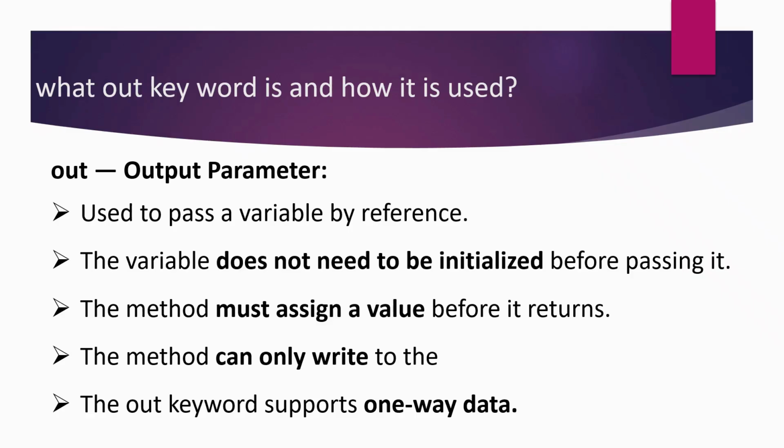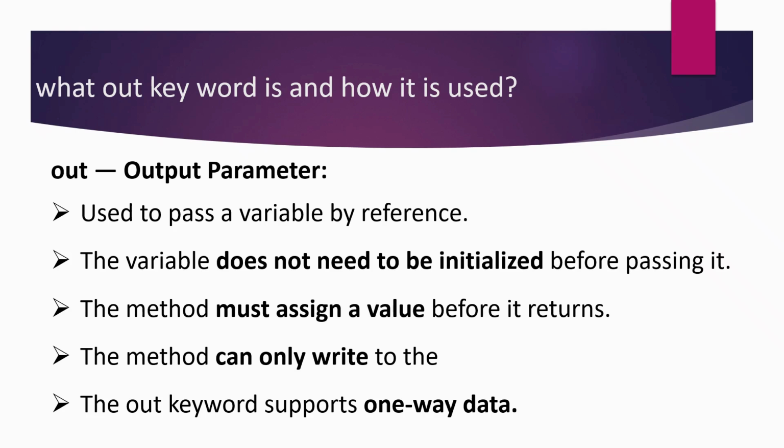Now we'll see about the out keyword. The out keyword is used to pass a variable by reference, similar to ref. The variable does not need to be initialized before being passed to the method. The method must assign a value to the out parameter before it returns, otherwise, a compile time error will occur. The method can only write to the out variable, it cannot use its original value.